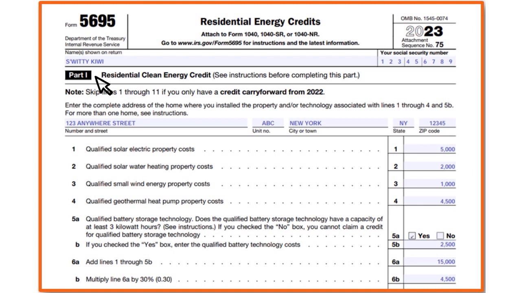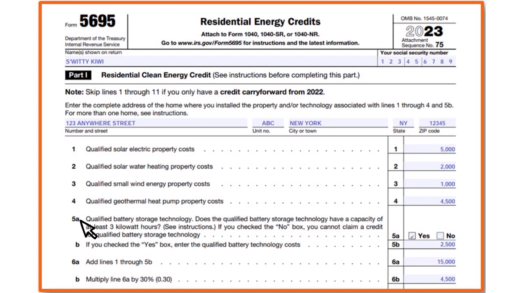In terms of qualified solar electric property cost on line one, we have 5,000. Line two, we have 2,000. Line three, we have 1,000 in terms of small wind energy property cost. And anything geothermal, we have 4,500. So basically, you can see on the screen here. And on line 5A, you have to check the appropriate box. In 5A and 5B, we put here 2,500.